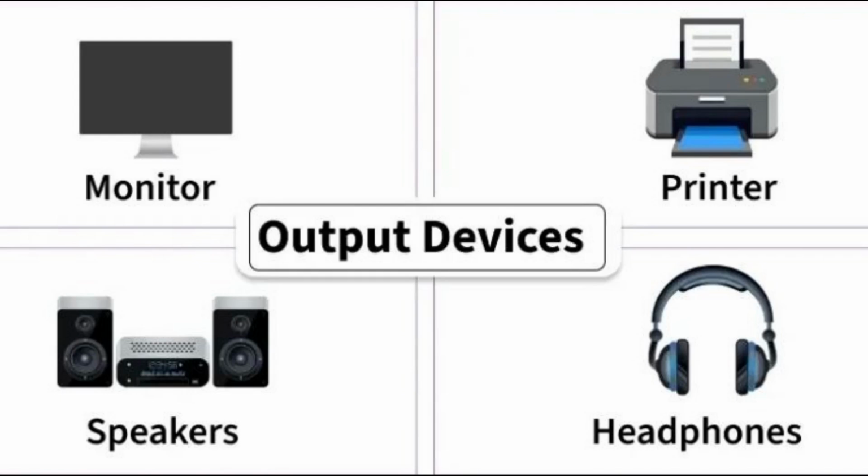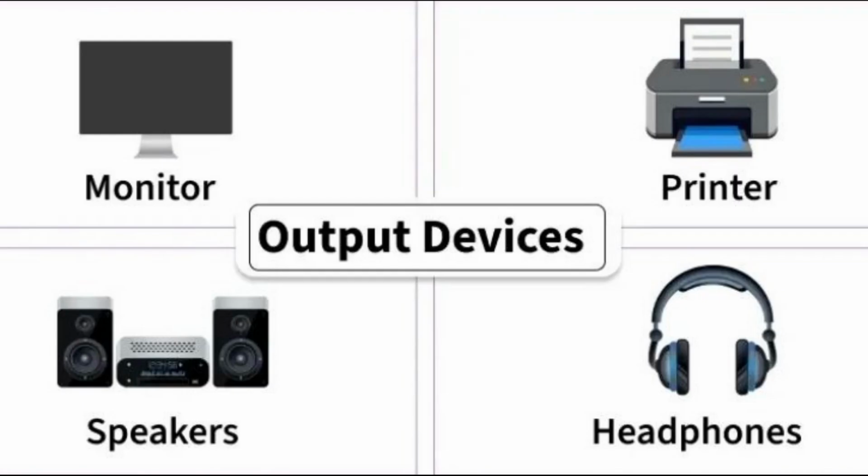Hard copy output devices produce permanent output on physical materials such as paper. A printer is one of the most widely used hard copy output devices. It produces text and images on paper. Printers are commonly used in homes, schools, offices, and businesses.